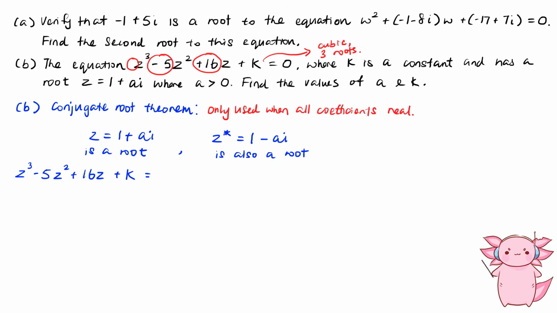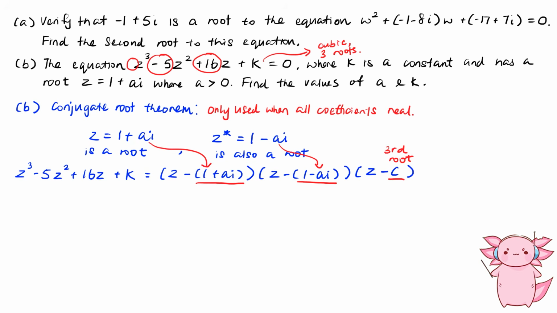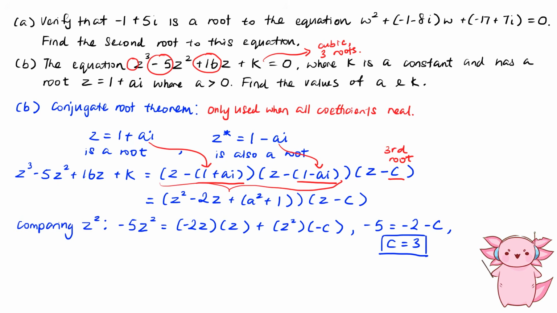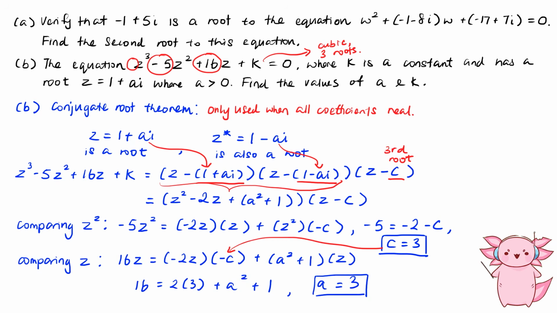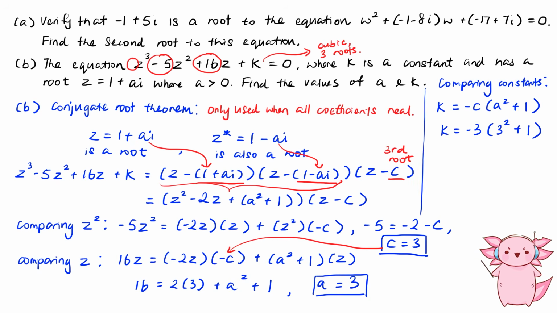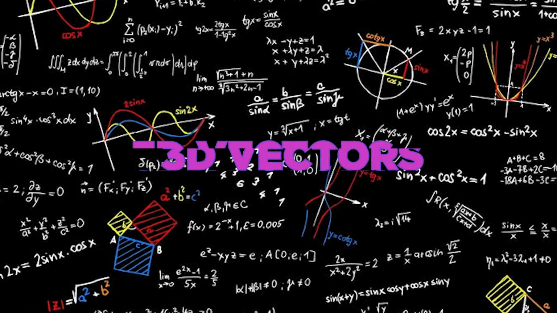Since this is a cubic equation, let's write it out in terms of all three roots over here. Now finally, comparing the coefficients of z squared, we can solve for the third root, which is c is equal to 3. Then just comparing the z terms, we can solve for a is equal to 3, and lastly, comparing the coefficients of the constants, we can get the final answer of k is equal to -30.